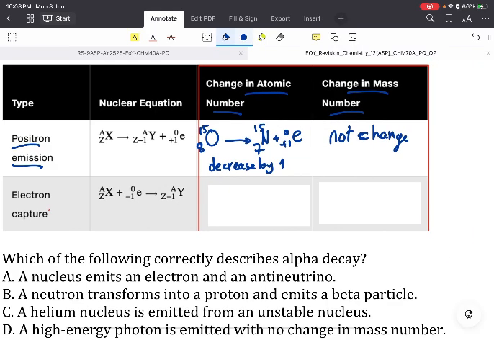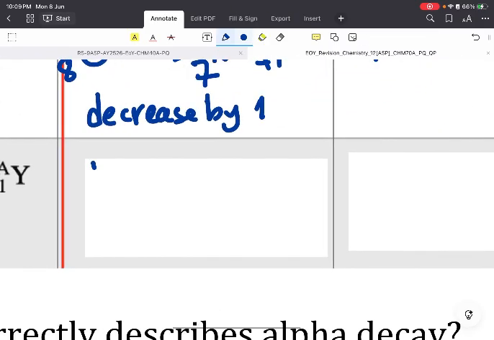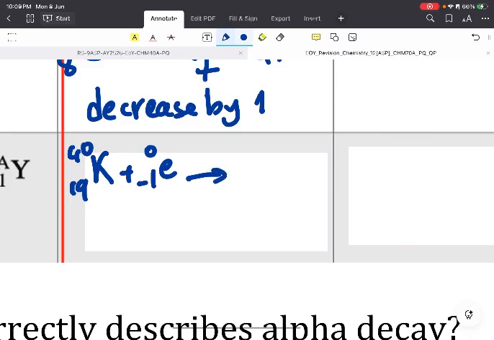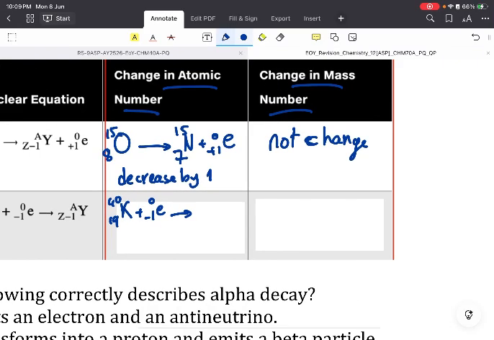Now let's take the electron capture. What could be a good example for electron capture? So let's say we have potassium 40 19 and it captures an electron. What's going to happen to the new atom in terms of atomic number and mass number?